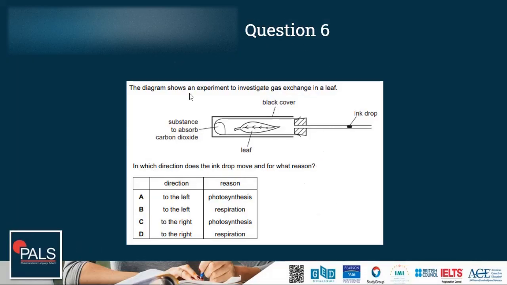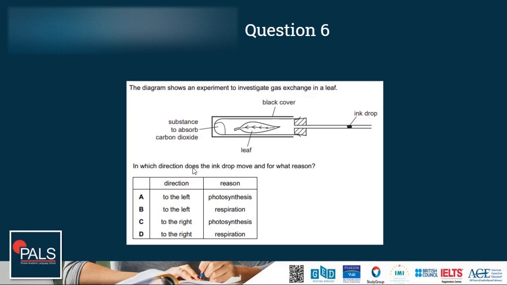The diagram shows an experiment to investigate gas exchange in a leaf. What we see here is a leaf in a test tube that is closed, only connected to the outside via this small glass tube, and in that glass tube is an ink drop that closes the glass tube off. That ink drop can move around. The test tube is covered with a black cover, so no light comes to the leaf. And at the bottom of the test tube we have a substance to absorb carbon dioxide. The substance will bind carbon dioxide and take it out of the air.